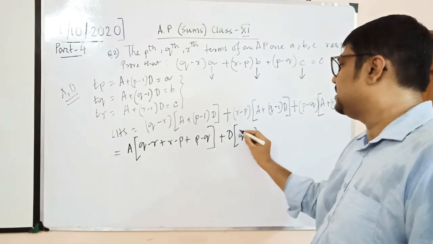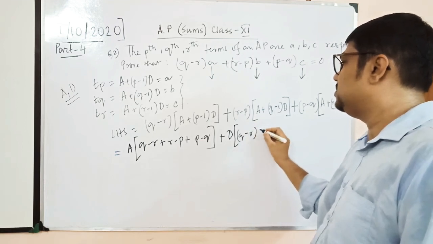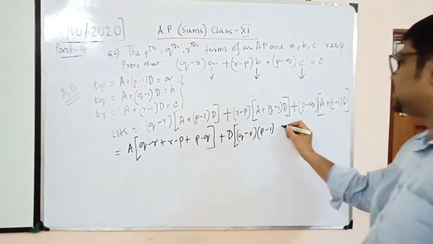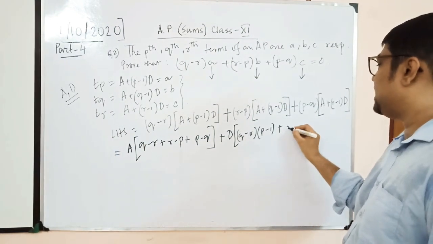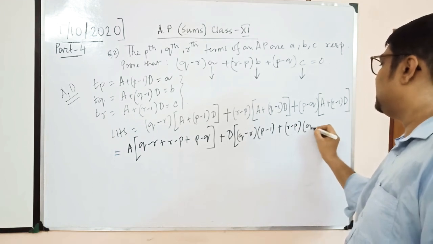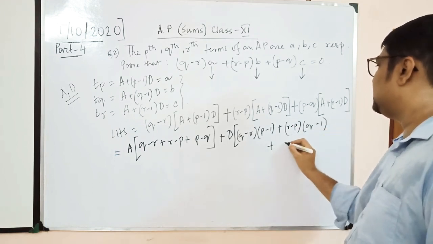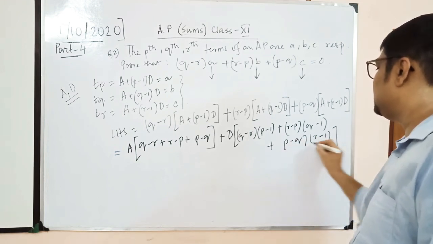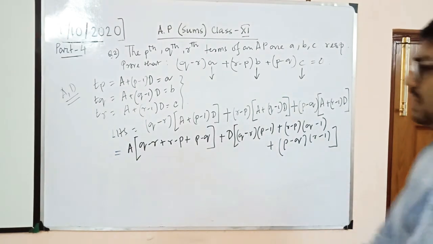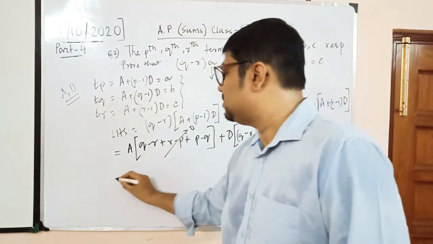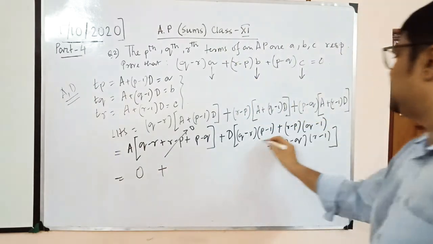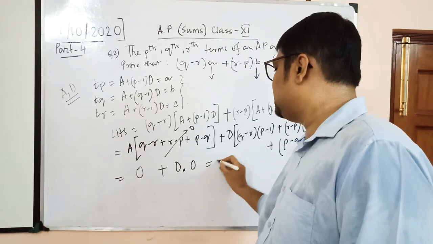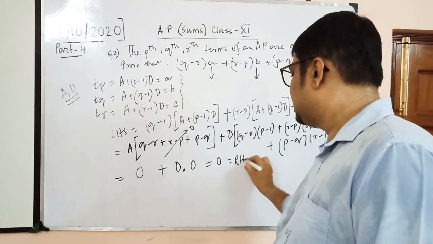Q minus R into P minus 1. So that is left. Then plus R minus P into Q minus 1, then plus P minus Q into R minus 1. So this is there. So this term you can see, this is cancelling to 0. So you get a 0 over here, then plus this term if you multiply, then also you will get a 0. So it's D into 0 and you get 0, which is RHS. And that is proved.